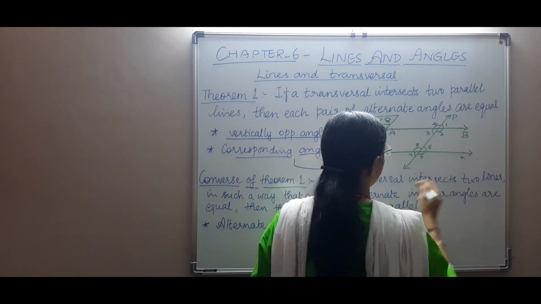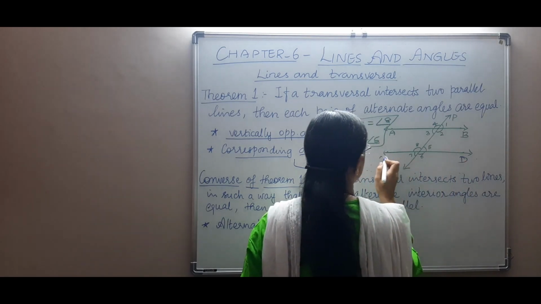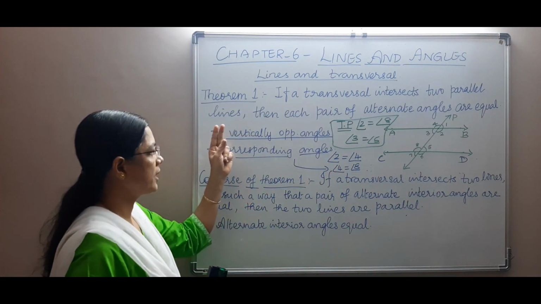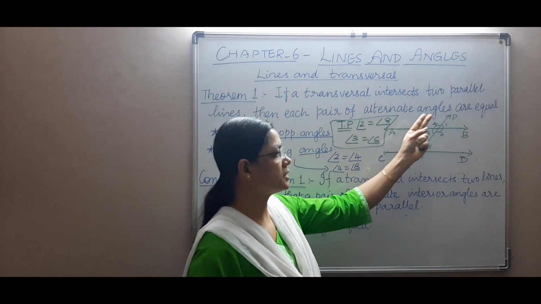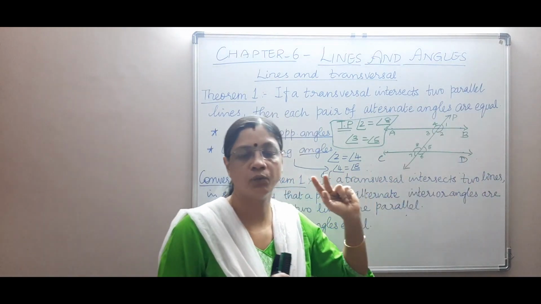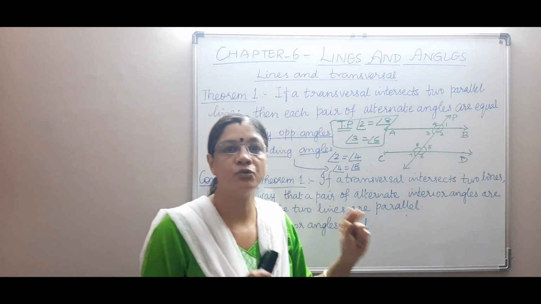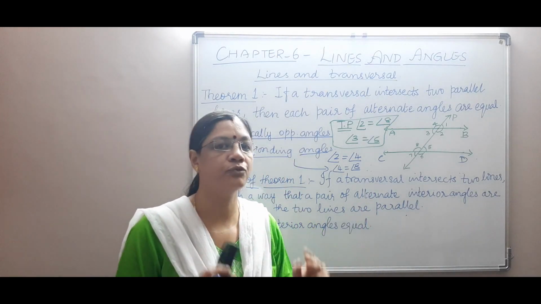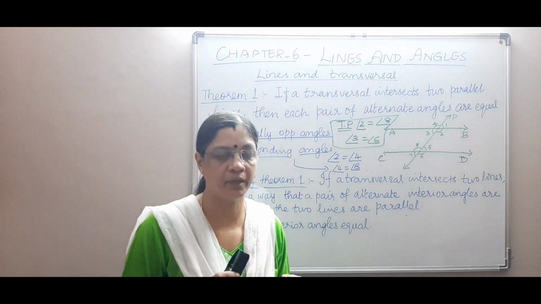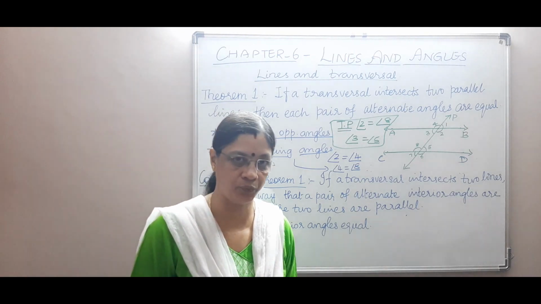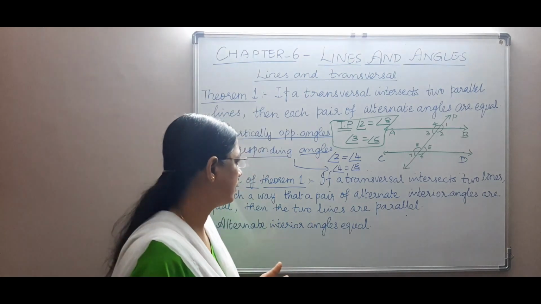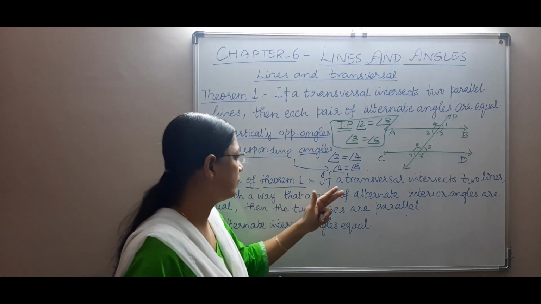Now we'll see the converse. What do you mean by converse? We have said the theorem that if a transversal intersects two parallel lines, we have taken the condition to be two parallel lines. Then we need to prove two alternate interior angles are equal, that we have proved, isn't it? So how will the converse be?